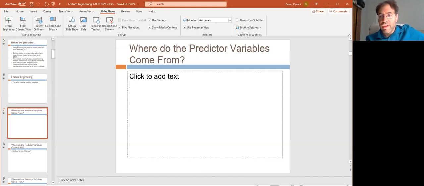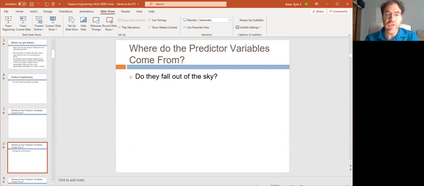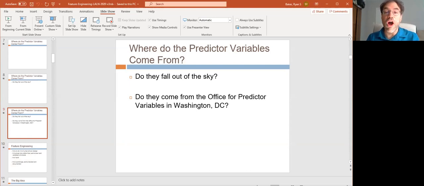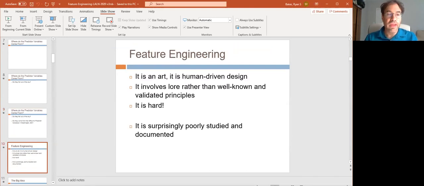Because a lot of the time, especially if we're dealing with adaptive learning data, we don't have anything that looks remotely like the richness of the eventual predictor variables. We just have like right and wrong and timings, maybe if they asked for a hint. So do the predictor variables fall out of the sky? Man, I wish they did. Do they come from the Office for Predictor Variables in Washington, D.C.? Be nice if we could get that. Unfortunately, they don't come from either of these things. We have to build them.